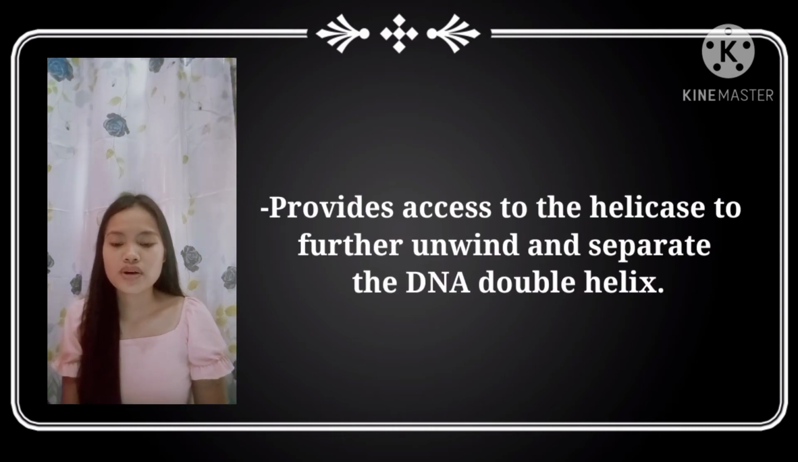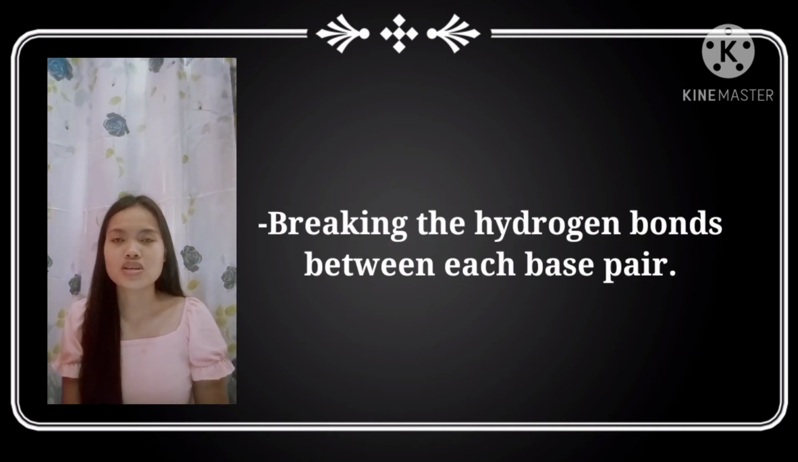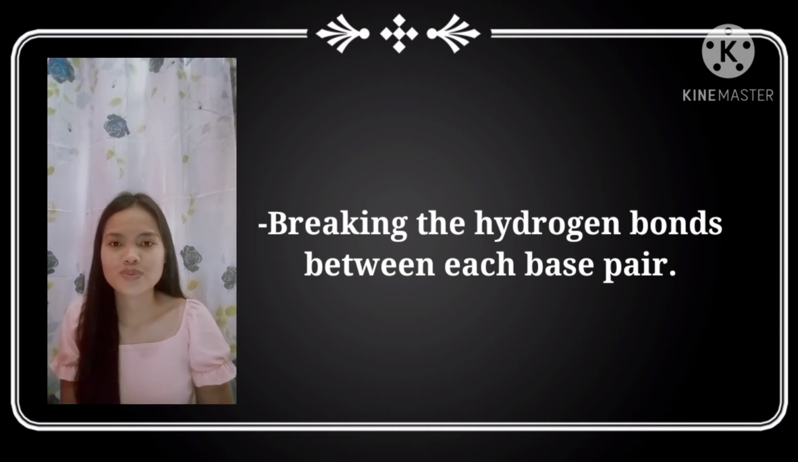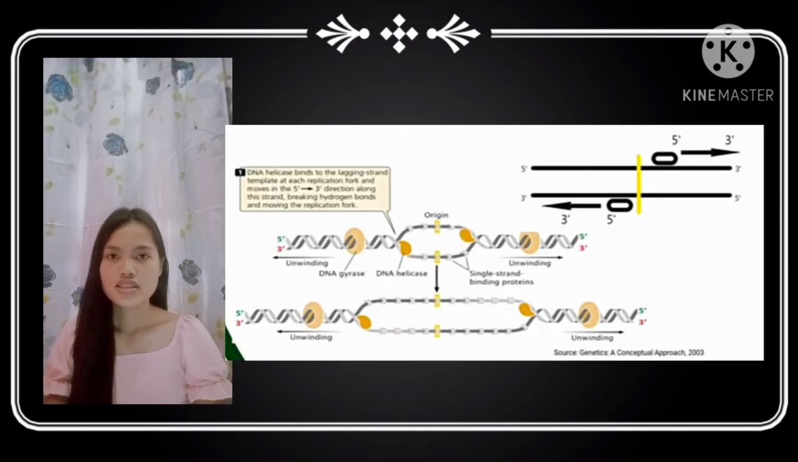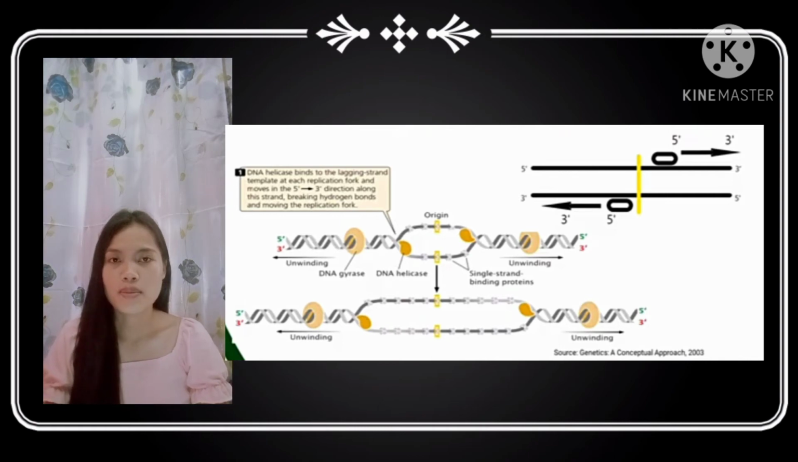The initial break in the annexation process provides access for the helicase to further unwind and separate the DNA double helix by breaking the hydrogen bonds between each base pair. The DNA helicase binds to the lagging strand template at each replication fork and moves in the 5' to 3' direction along this strand, breaking the hydrogen bonds and moving the replication fork.